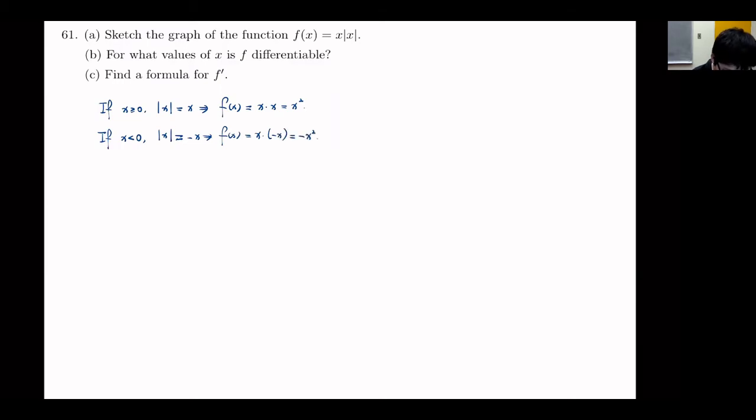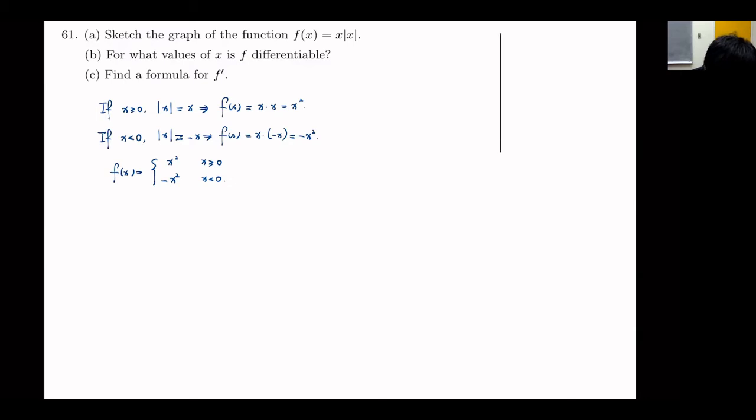So to summarize, my f of x is now written as a piecewise function. It will take positive x squared when x is greater than or equal to 0. It will take negative x squared when x is strictly less than 0. Okay, so based on this, we can attempt to draw the graph for this piecewise function.